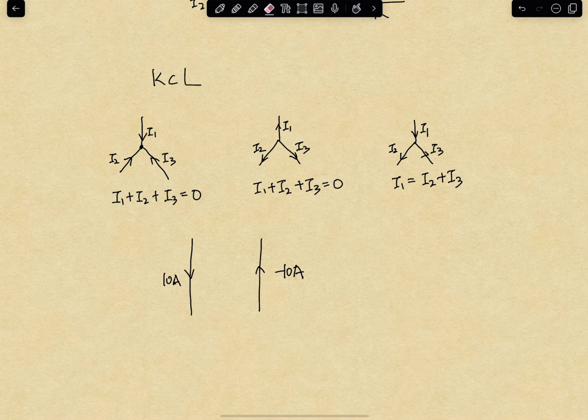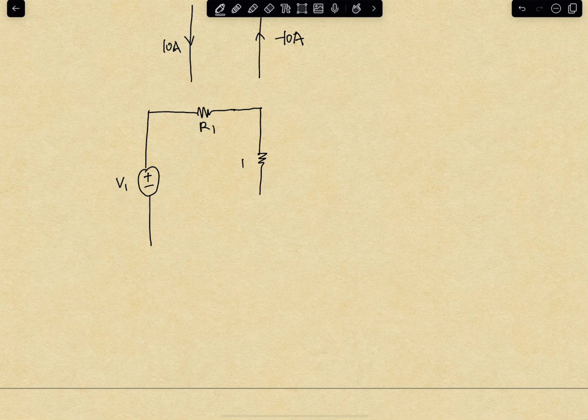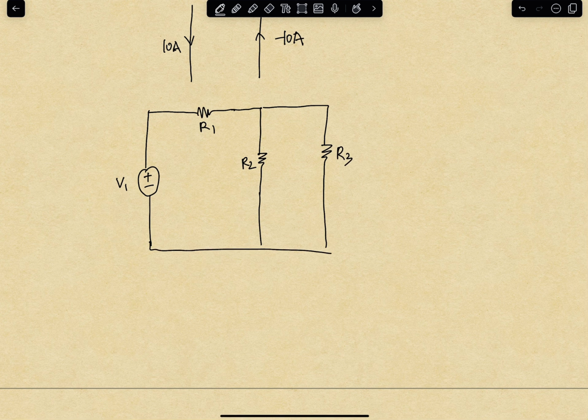Let's see an example of the KCL. A simple example to help you understand. So you have a voltage source, V1. You have a resistor, R1. Then you have two resistors, R2 and R3. And then we come back to the voltage source. In this case, we have this current as I1, this current as I2, this current as I3.